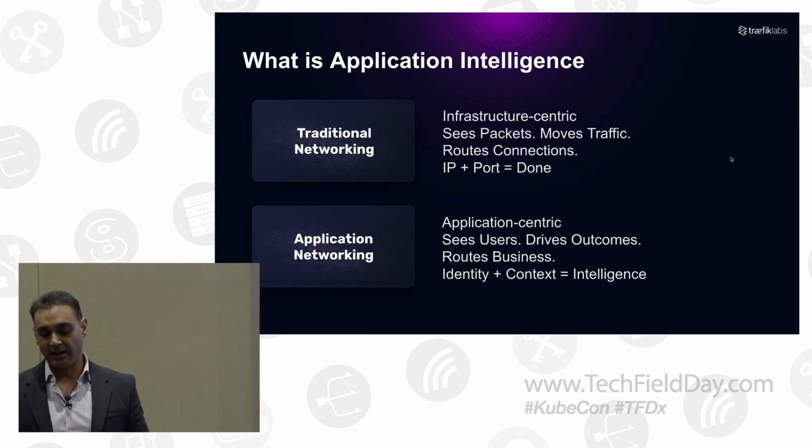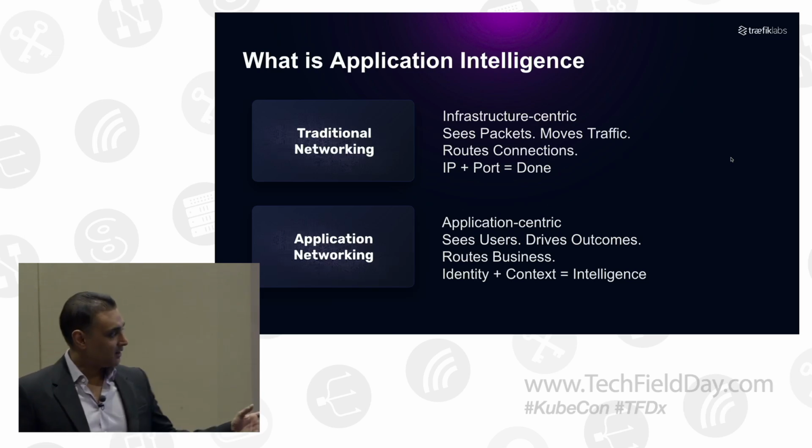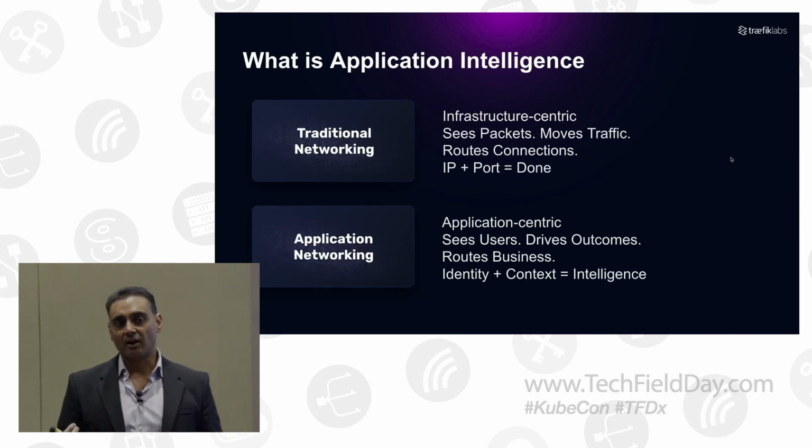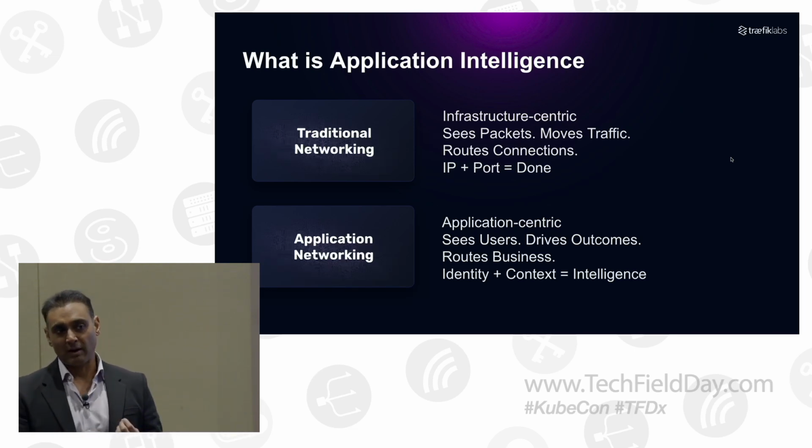Maybe there is an SLA that a particular class of users wants, and it's making sure that you're able to deliver that SLA. It's actually routing business and not packets, and what it needs is two things, right? It needs the identity, and it needs the context. We'll talk more about exactly what we mean by that, but those are the two things that represent application networking and this application layer intelligence.